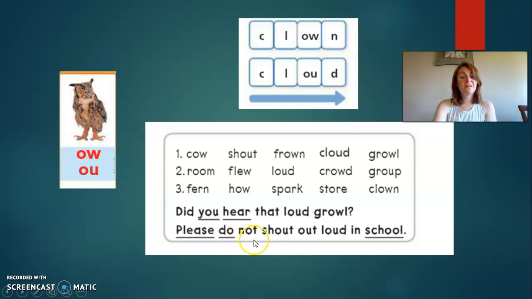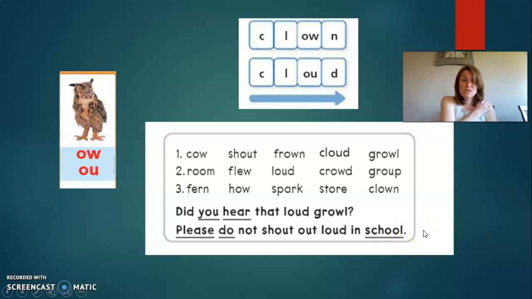Please do not shout out loud in school. Again, if you had a hard time sounding some of these words out, it's sh, out, shout, out, loud, loud. Let's read this again with fluency. Please do not shout out loud in school.